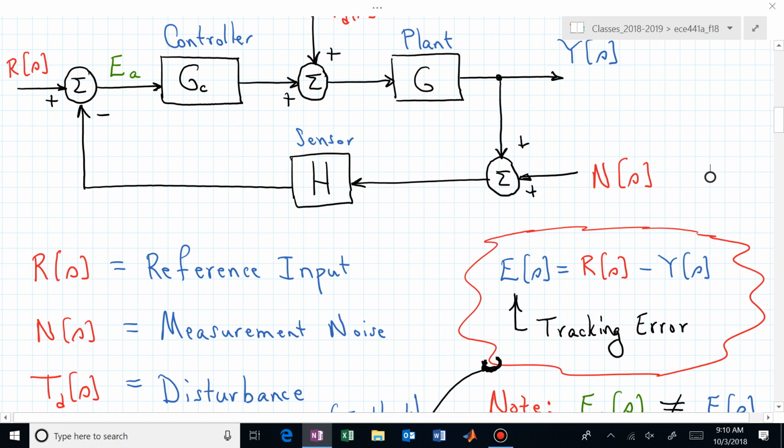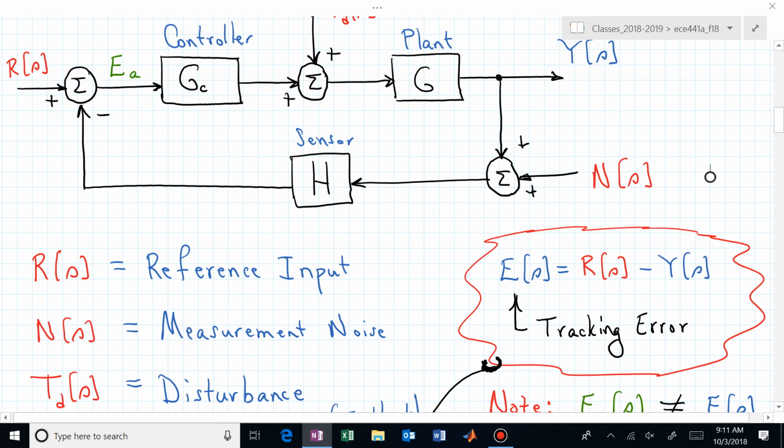E is the tracking error. That's the difference between the reference input and the output. But what's E sub A? Well, E sub A is not just R minus Y. There's some other junk between Y and E sub A. If you're now trying to find that tracking error, you won't find it in your block diagram. It doesn't exist. You have to create it or build it with just some equations. But we will be focused maybe on the tracking error versus that signal E sub A.